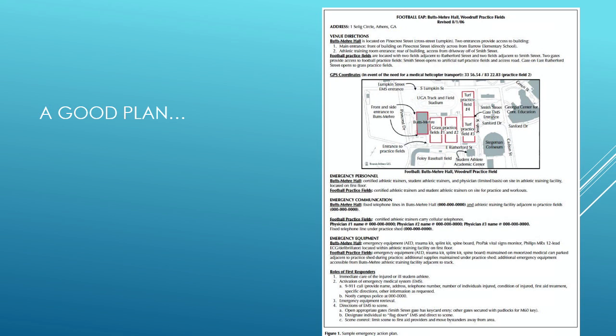This diagram has the different football fields. So if you say we're on practice field A or B, you can say that's the most western field, or the one on the northeast part of our campus. It lists where the emergency equipment is and gives a description and markings. And then it also gives the roles of the first responder.